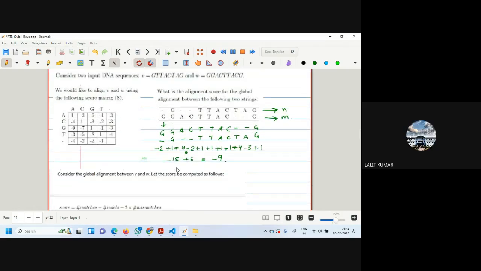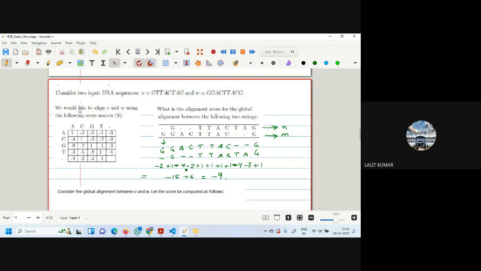Okay. Second question is, consider two input DNA sequences. These are the matrices which are used to calculate the score. So what is the alignment score for the global alignment between the following two strings? In this question, there is only one catch. Please remember during the quiz that this sequence is the N sequence. So N sequence comes here, and this is the M sequence. So when you are doing the comparison, this will become G and indel.